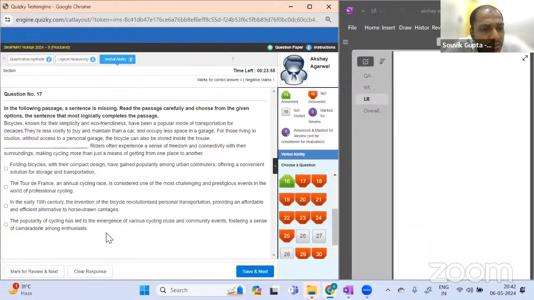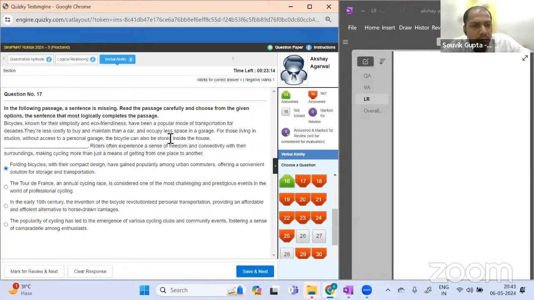this lesson also true for paper writing. Writers often experience a sense of feeling connected with their surroundings. Making cycling within just means of means of getting from one place to another. The popularity of cycling has led to the emergence of various cycling clubs and community events, fostering a sense of camaraderie, enthusiasts.